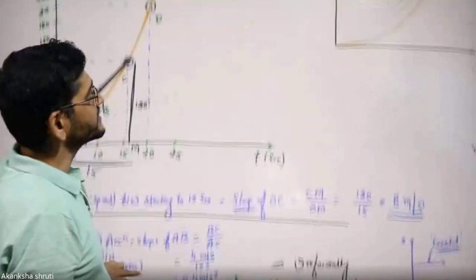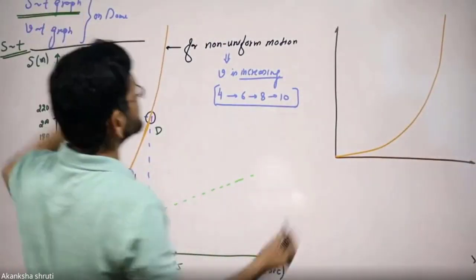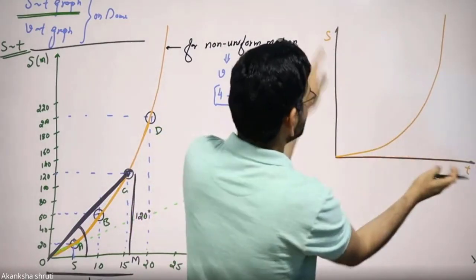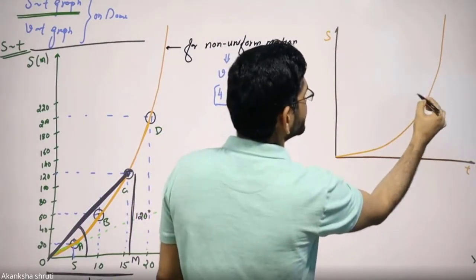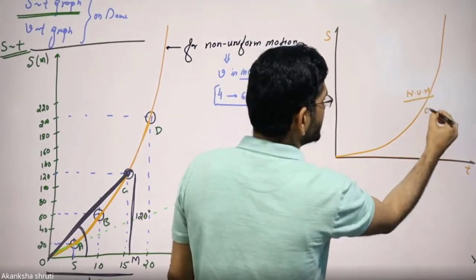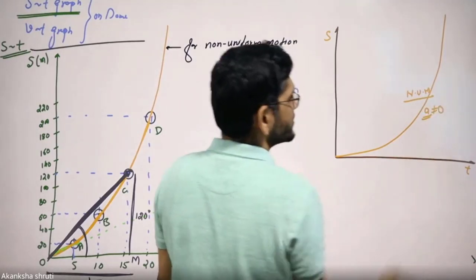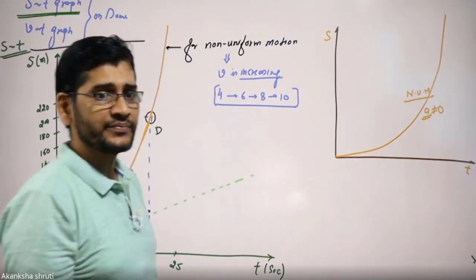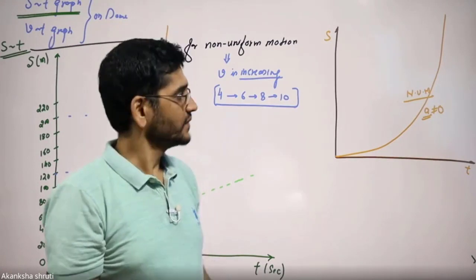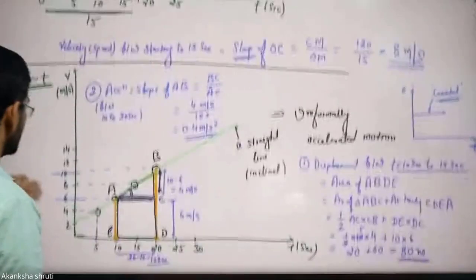So when the body is under this non-uniform motion, meaning if the distance-time graph, the ST graph, is like this, or the displacement-time graph is like this, then it is for the non-uniform motion. And in this non-uniform motion, we have acceleration. So acceleration is not zero. But for uniform motion, acceleration is zero, unless or until it is changing direction. Okay, student? This thing we have learned.